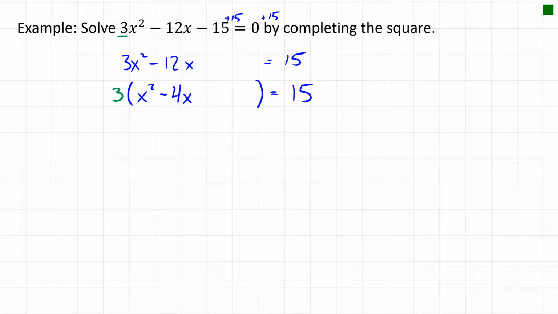So now we're going to complete the square just like before here in the brackets. So we're going to use this value negative 4. So negative 4 divided by 2 gets us negative 2. And then we square negative 2, and we get 4. So we have to add 4, and then we have to take 4 away.